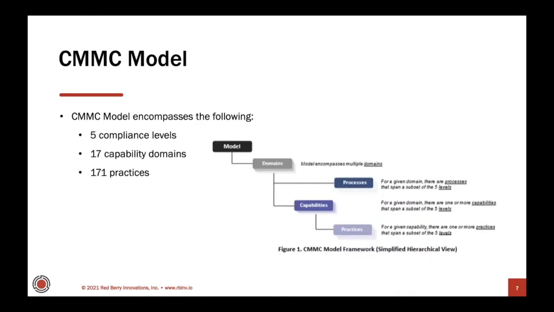Let's briefly touch on the CMMC model. Each practice is specified using the convention of a two-letter domain, a level, and a practice number. The domain is simply a two-letter abbreviation. For example, AC means access control. Level is the level number of CMMC compliance, and the practice number is the identifier assigned to that practice.